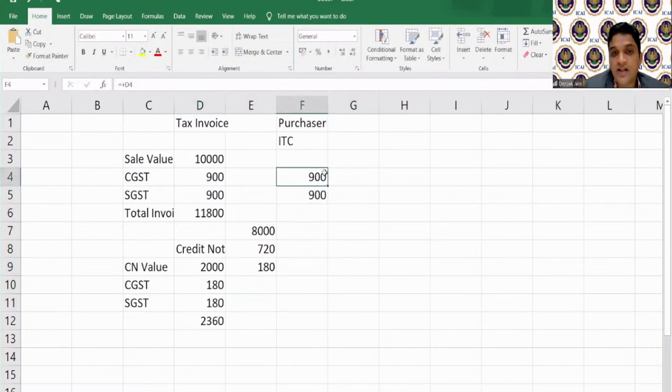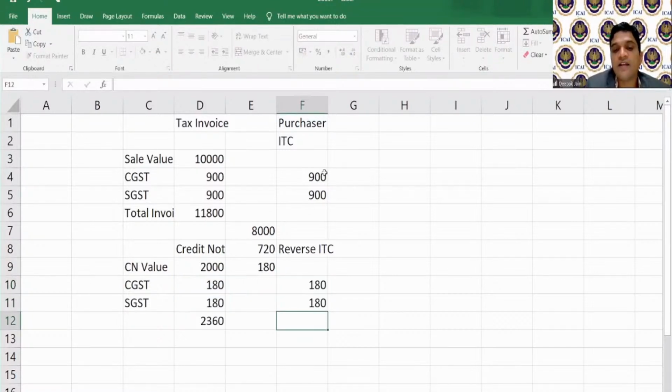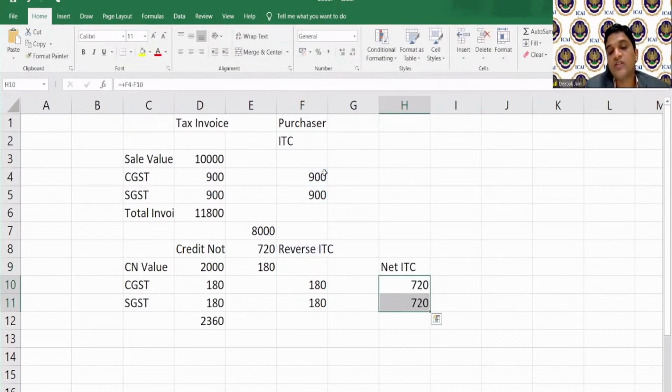So the purchaser has claimed the ITC of 900. Now he has to, on the basis of this credit note, reverse the ITC. How much will he reverse? Reverse 180, and SGST also he will reverse 180. So the net ITC he can claim will be 900 minus 180, which is 720. I had to charge 720, so he will also have to take credit of 720 itself. So this is called taking the credit and this is called reversing the credit.